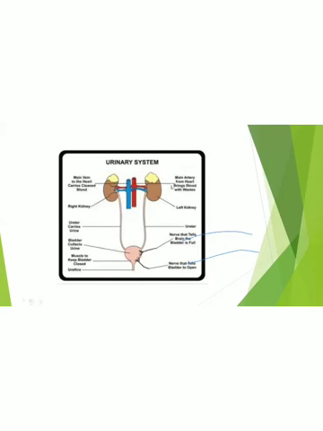So next, this is the urinary system. It consists of the kidneys, the ureter, then the bladder, and the urethra. So this is the urinary system.